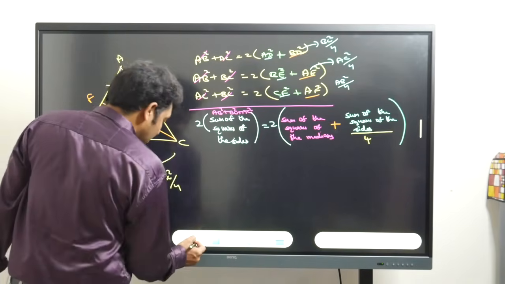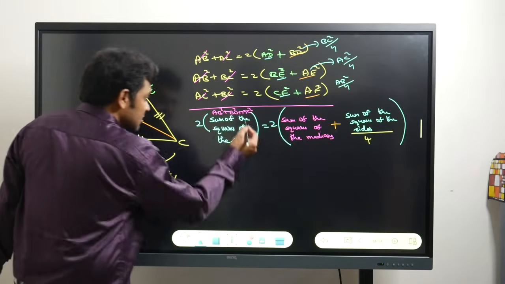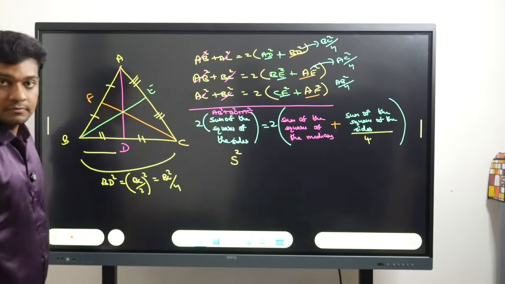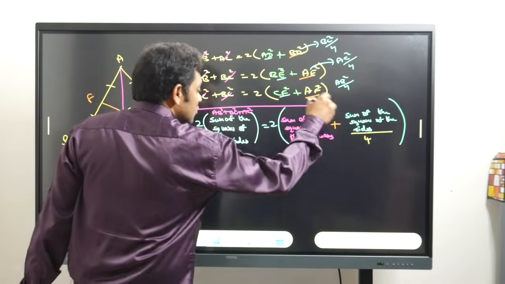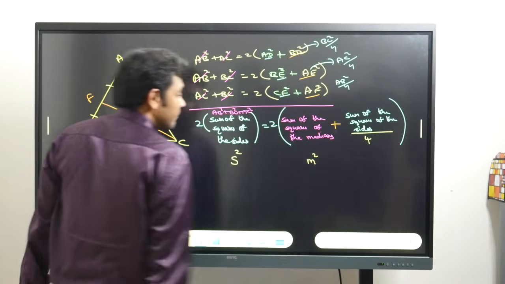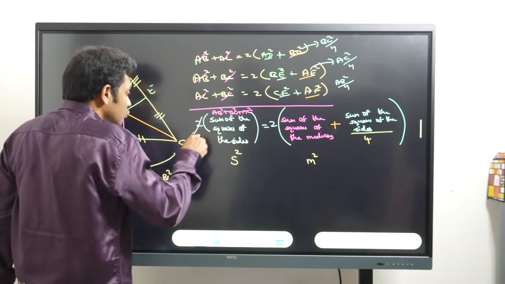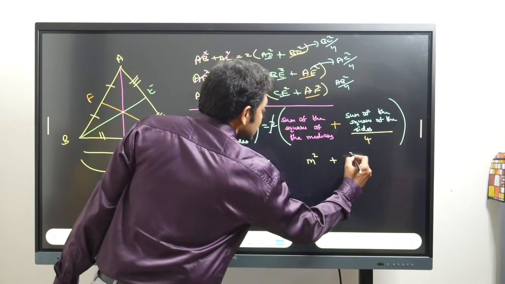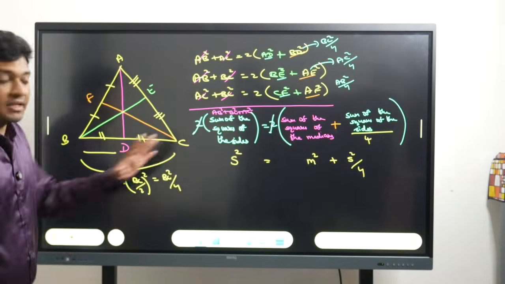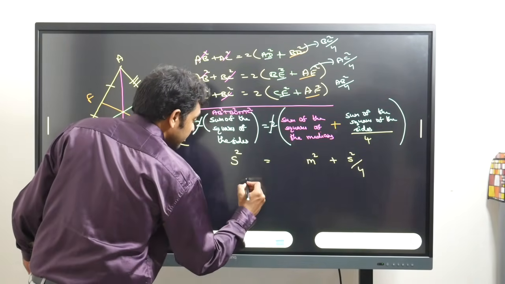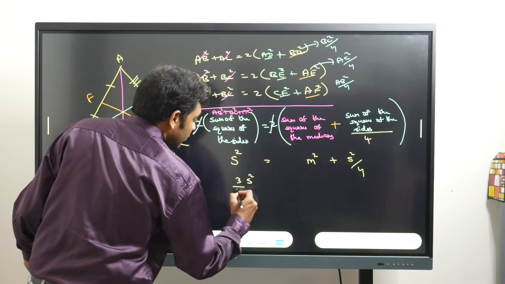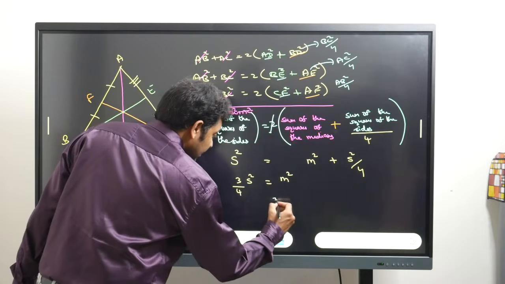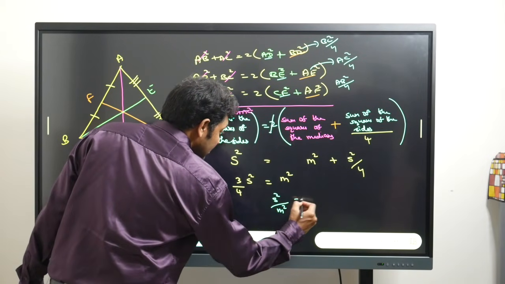Let me take the sum of the squares of the sides as S square for simplicity, and the sum of the squares of the medians as M square. So I can cancel this 2. So S square equals M square plus S square by 4. Is this clear? So S square minus S square by 4 is 3 by 4 S square, which is M square. Therefore S square divided by M square is 4 by 3.